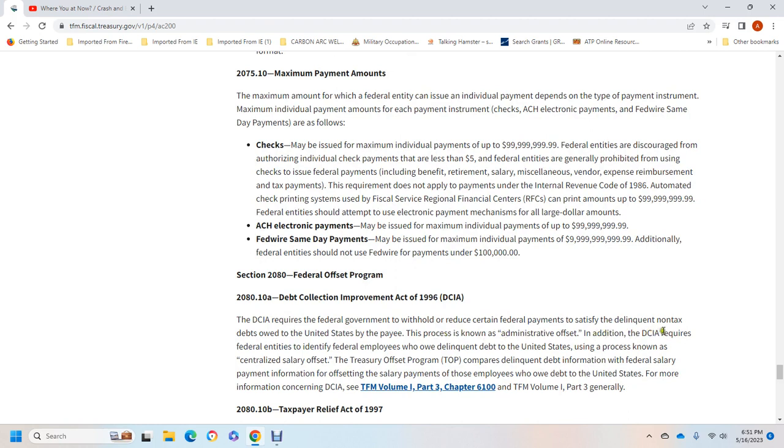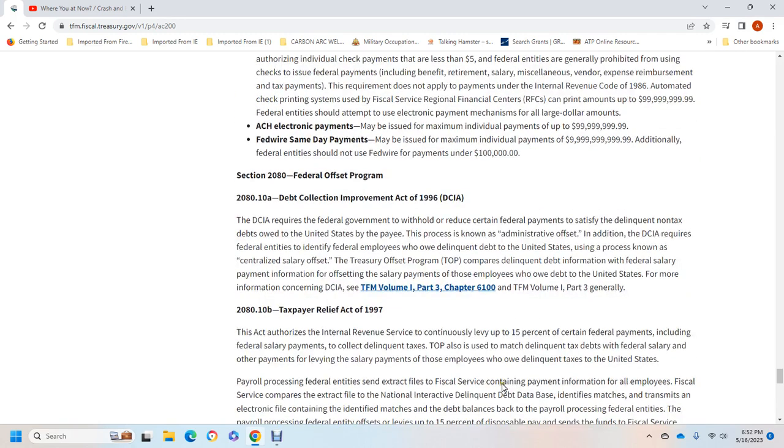The Debt Collection Improvement Act requires federal entities to identify federal employees who have delinquent debt owed to the United States, using a process known as centralized salary offset with the Treasury Offset Program, to compare the delinquent debt with federal salary payment information and offset the salary payment of the employee for the debt owed to the United States. For more information concerning the Debt Collection Improvement Act, see the Treasury Financial Manual, Volume 1, Part 3, Chapter 6100.